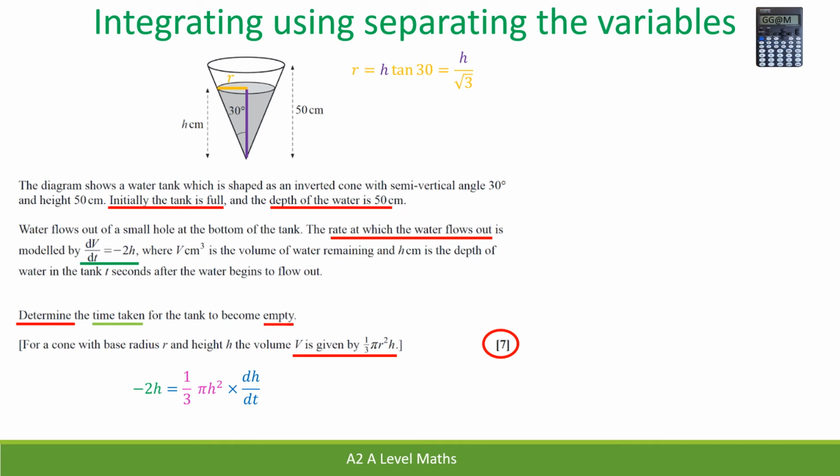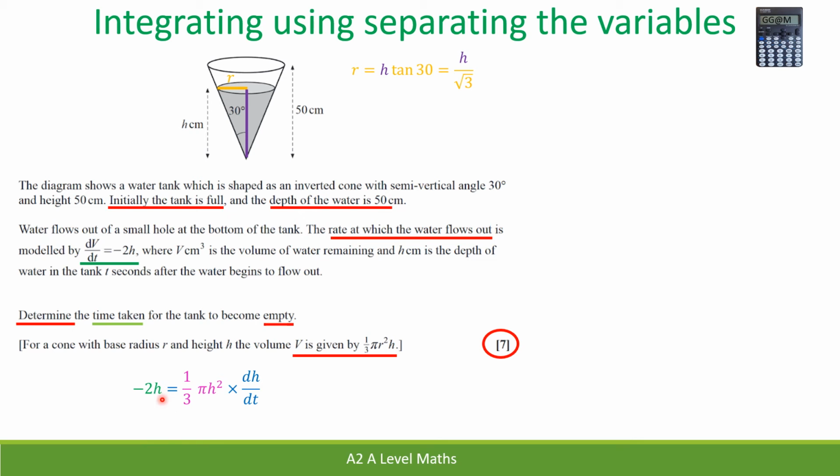Now the expression we just had was minus 2h is equal to 1/3 pi h squared times dh by dt. So we're going to put all the dt terms on the left, and the h's on the right. Now because we've got a fraction in here, it's nice to get rid of this fraction, so I'm going to multiply both sides by 3. So negative 2 times 3 gives me negative 6. The dt is going to come up to the left hand side.